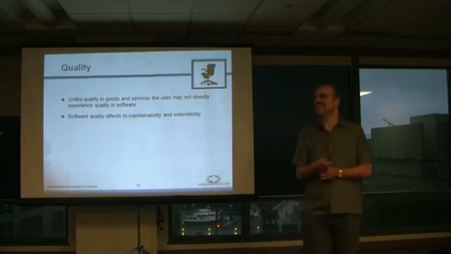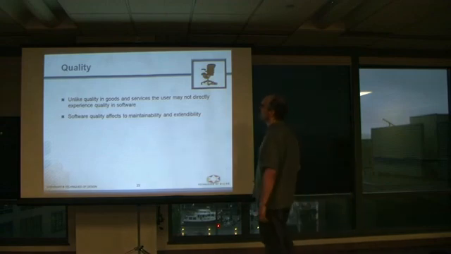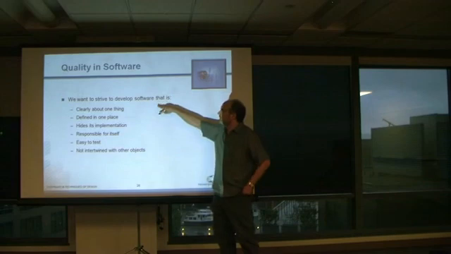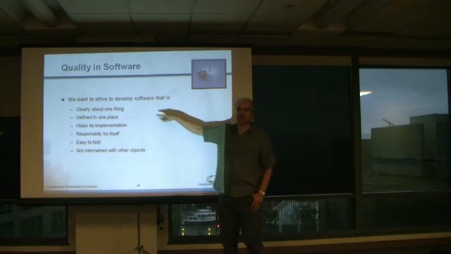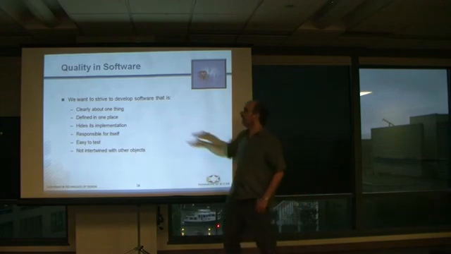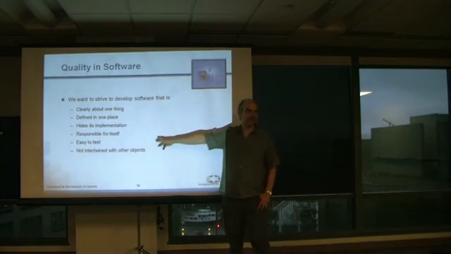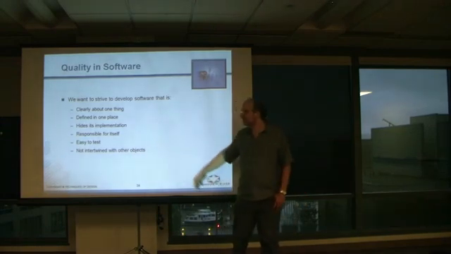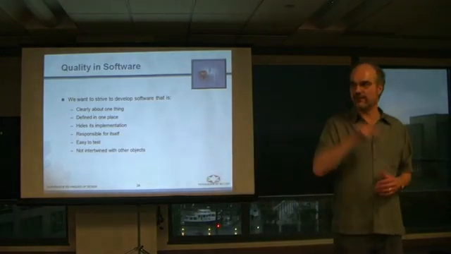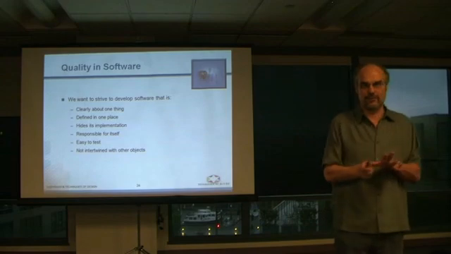Software quality affects maintainability and extendability. We want our software to be clearly about one thing, each piece of code about one thing, defined in a single place, hide its implementation, be self-responsible, self-reliant, easy to test, and not intertwined with other objects. And I have terms for each one of these things, so I'm going to go over these terms.